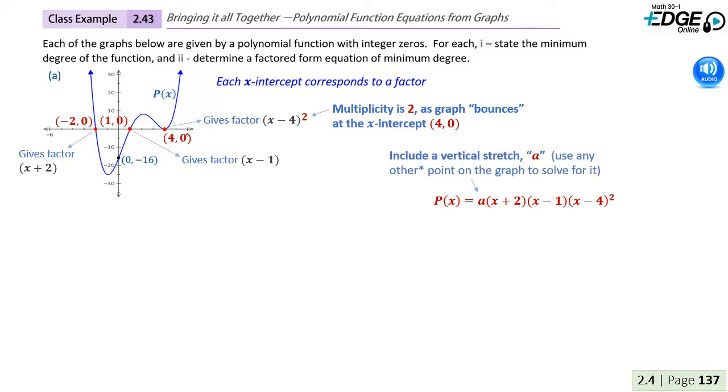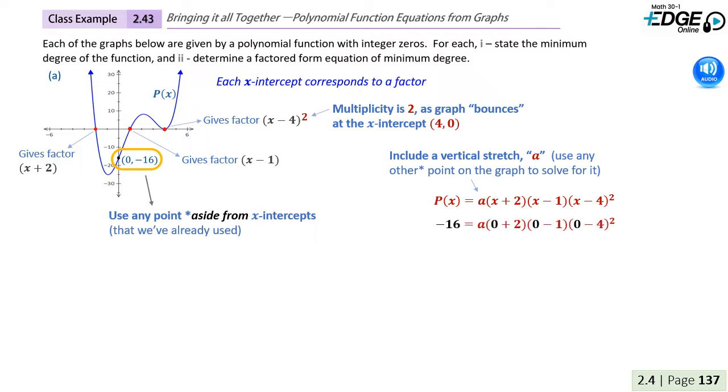In order to determine the value of a, we will use any point on the graph that is not an x-intercept. We can't use the x-intercepts because that would cause the right side of our equation to be 0, meaning we would not be able to isolate a. Let's use the given point of 0 and -16. By replacing x with 0 and y with -16, we're able to isolate the value of a as being 1/2. This represents the coefficient to our polynomial.